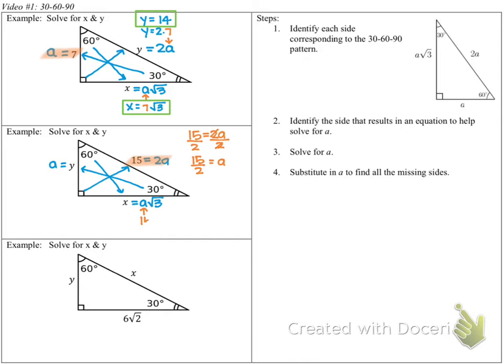I'm going to plug in the 15 over 2 that I just found, and then just drop everything else down. So drop the root 3 down, drop the equal sign, and drop the x. You'll notice that x is isolated, so it looks like that's our answer for x.